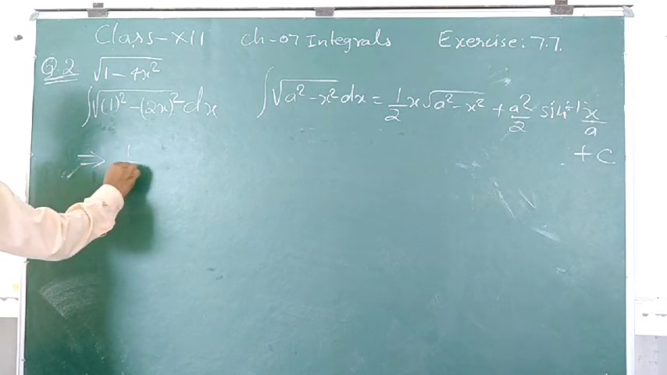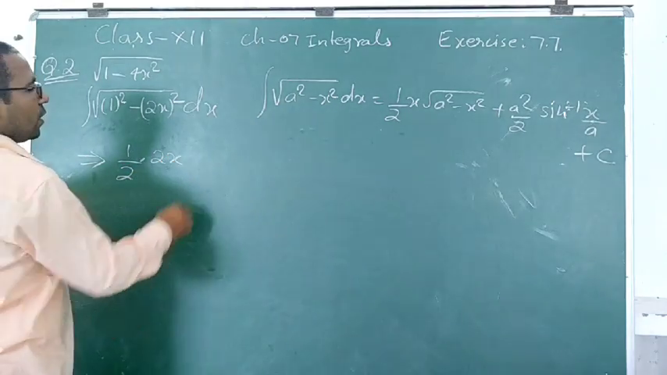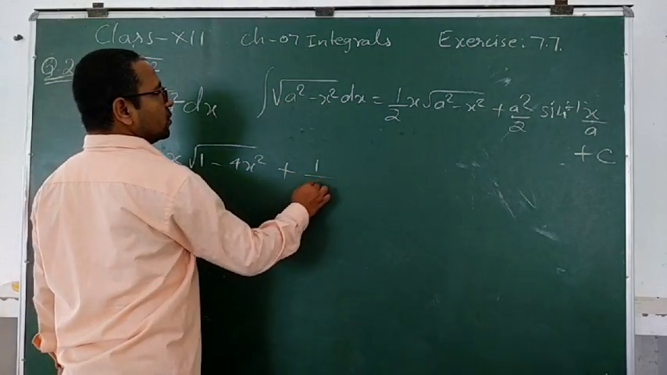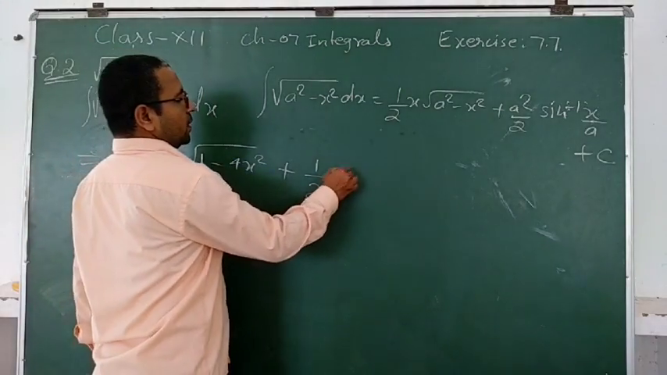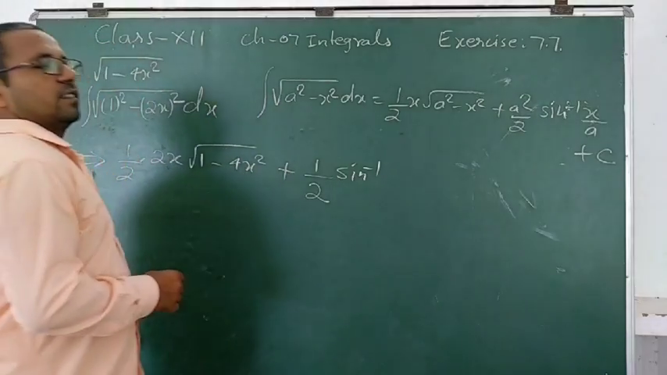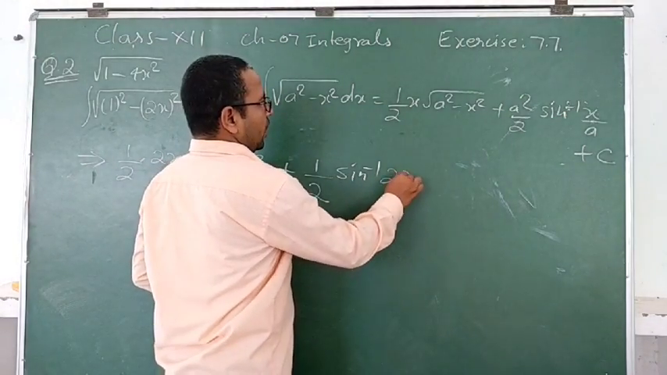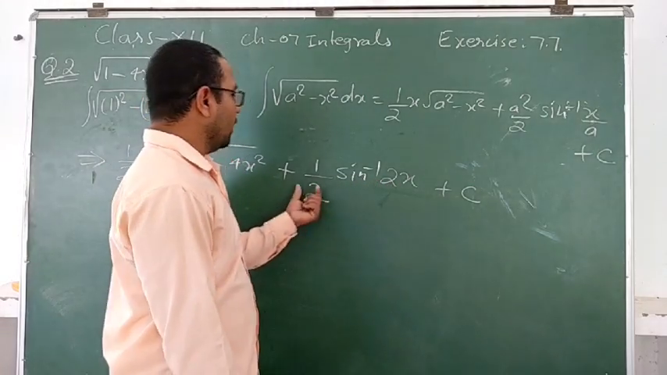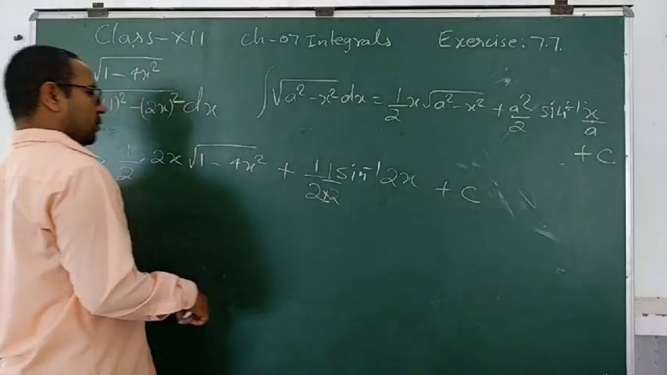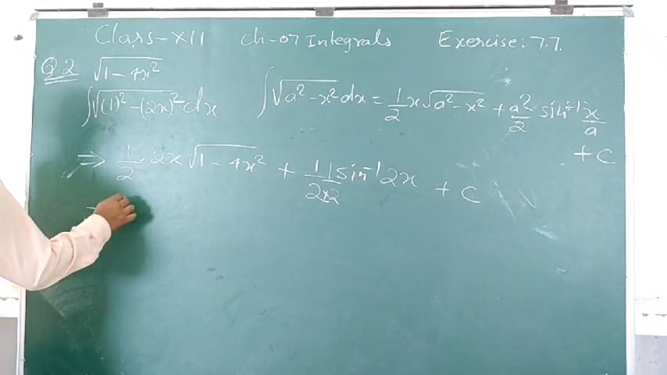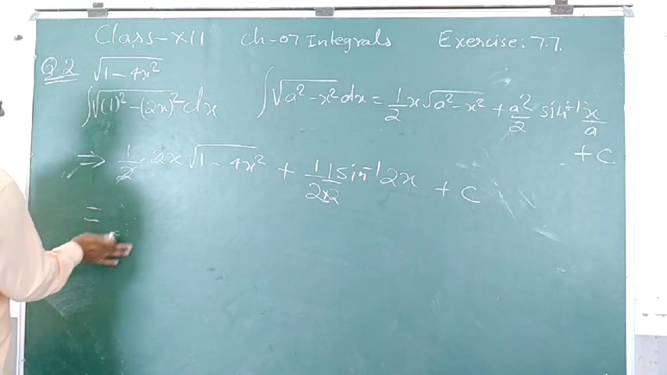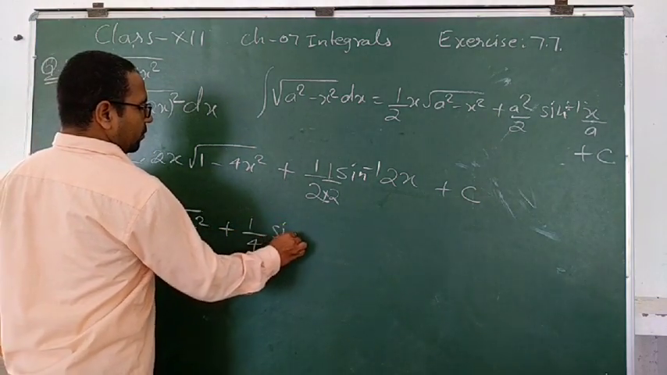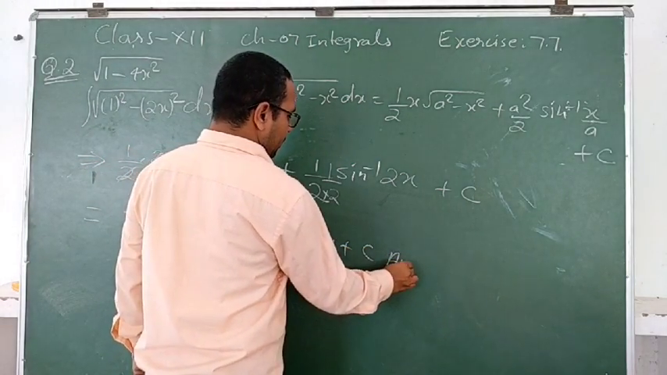Just directly, 1 by 2 at the place of x, 2x root 1 minus 4x square you will get, and plus a square, that is 1 by 2 sin inverse at the place of x, that is 2x by a, that is 1, and use this as a constant. So 2 is in multiplication, it will go in the division. So 1 by 2 you will get more. Now we have to multiply those things. So how much will you get here? That is 1 by 2. These 2 and these 2 can be cancelled. So you will get x root 1 minus 4x square plus 1 by 4 sin inverse 2x plus c. This much is the answer.